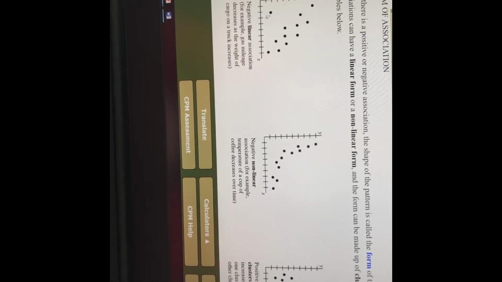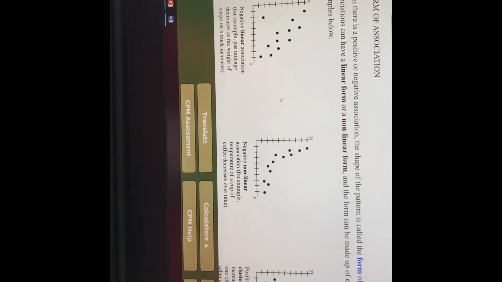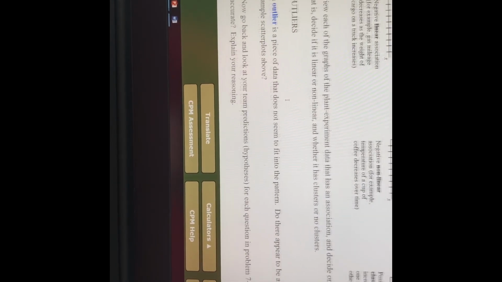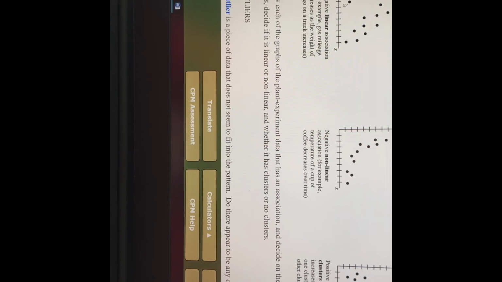I would say for this one, this seems to be an outlier right here for this little guy, because he's not associated with the rest of the data. And as far as the other ones, doesn't seem like there's any outliers. Maybe that one, maybe, because he's kind of farther away. But yeah, I would say for the first part of part D, I would just say that this negative linear graph shows an outlier.